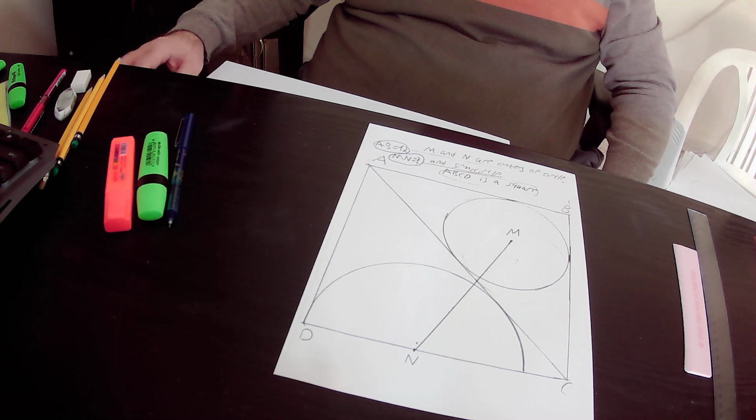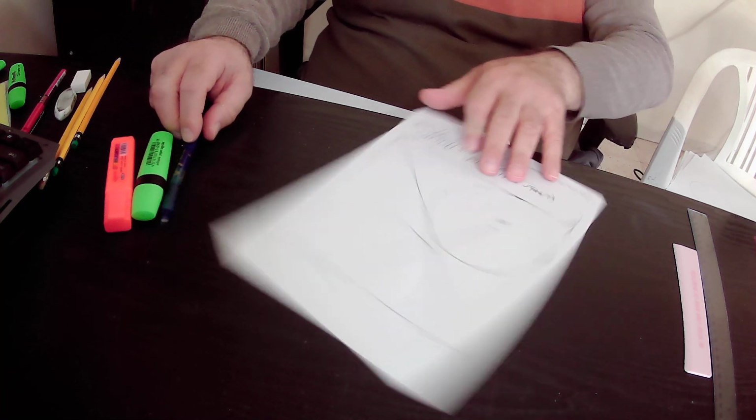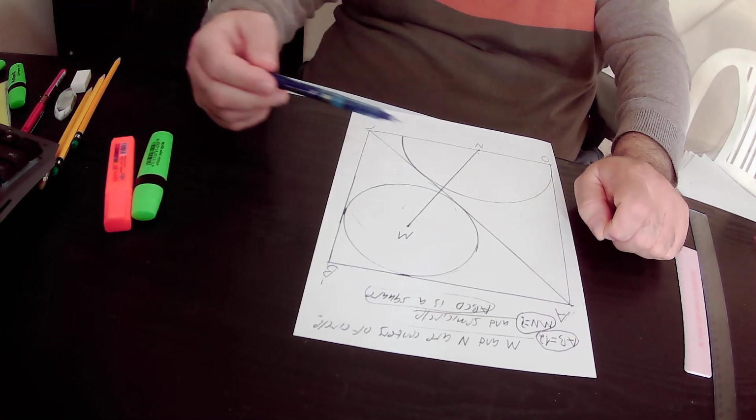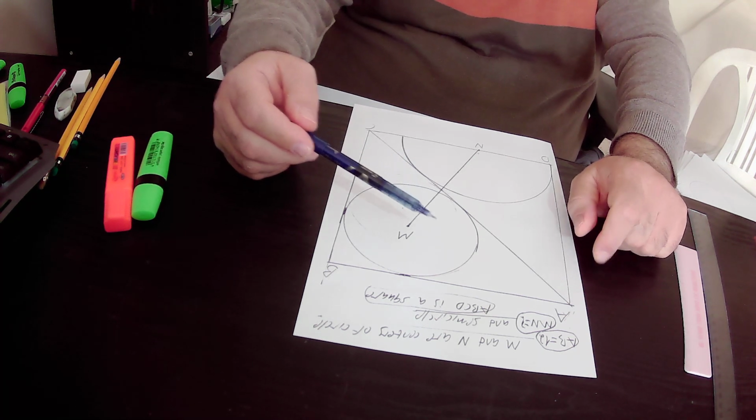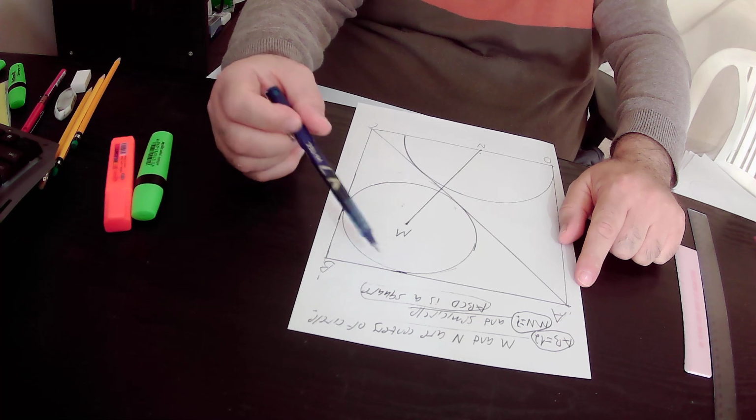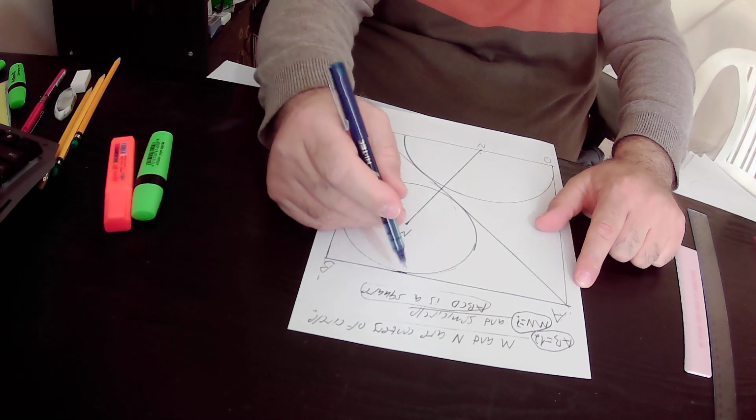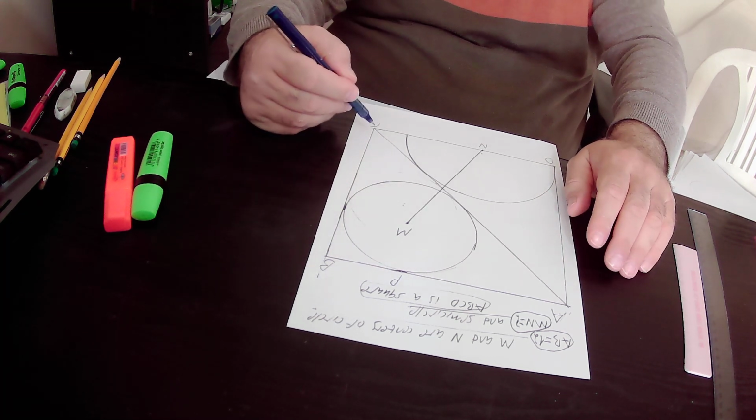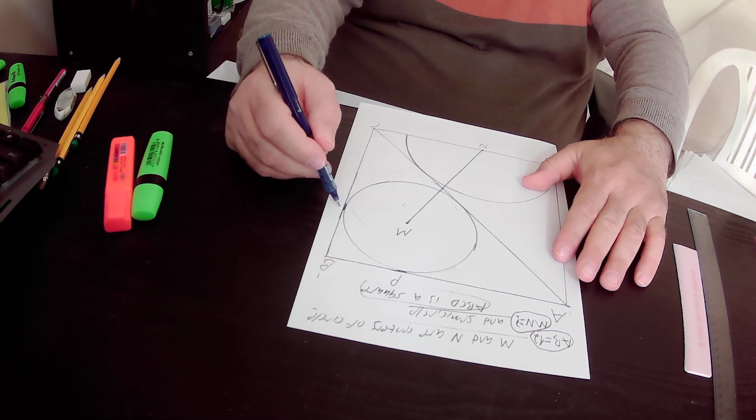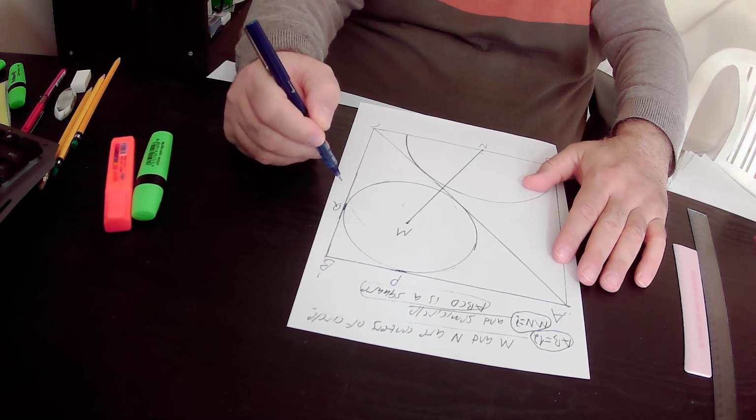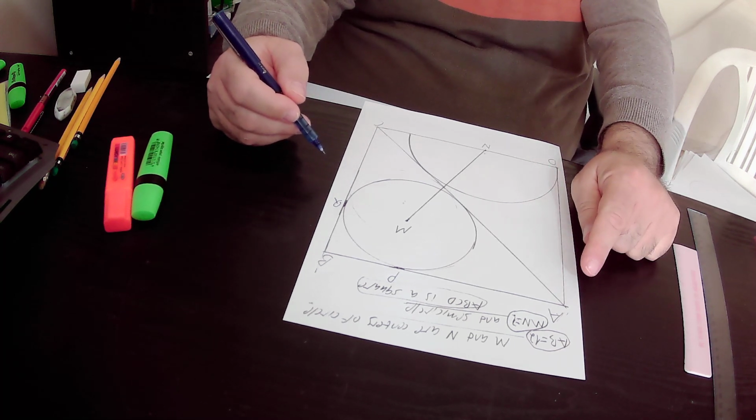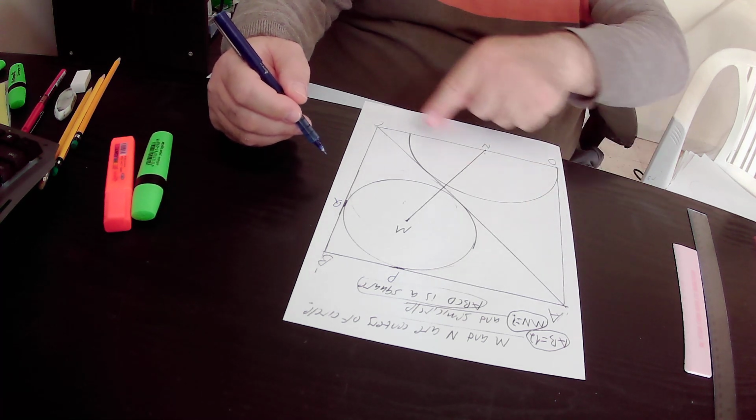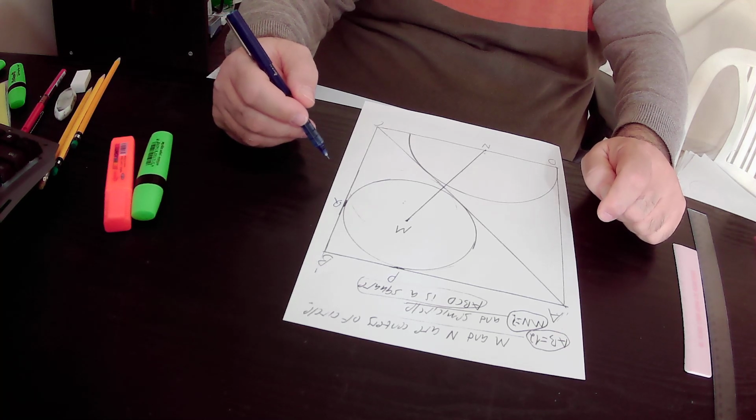Okay, so first of all we will define the point of tangency of tangent AB with this circle as point P. We will define the point of tangency of tangent BC with this circle as point Q. We will define the point of tangency of diagonal AC or tangent AC with this circle as point R.